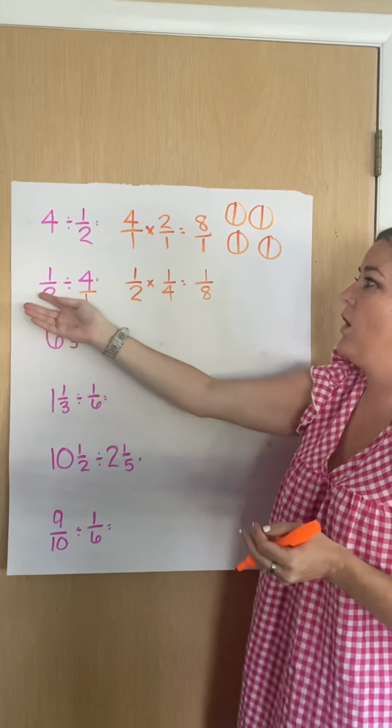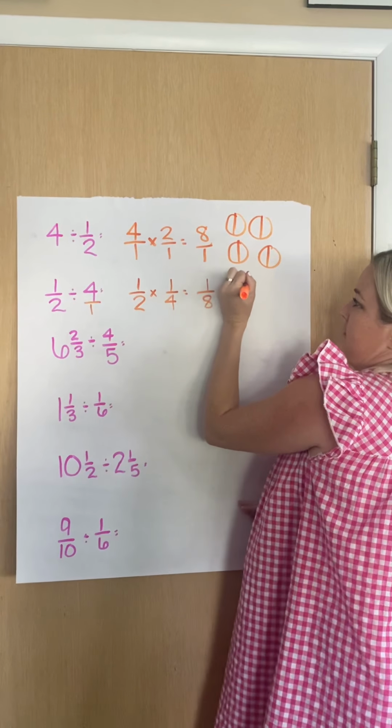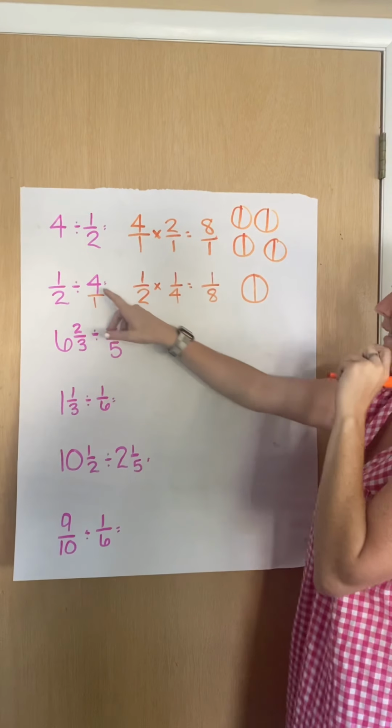If you want to know what the difference would be if I had to draw a picture of 1/2 divided by 4 versus 4 divided by 1/2, let's just say, again, we're going to go back to pizza. Let's say that I have 1/2, and I'm dividing it into fourths.